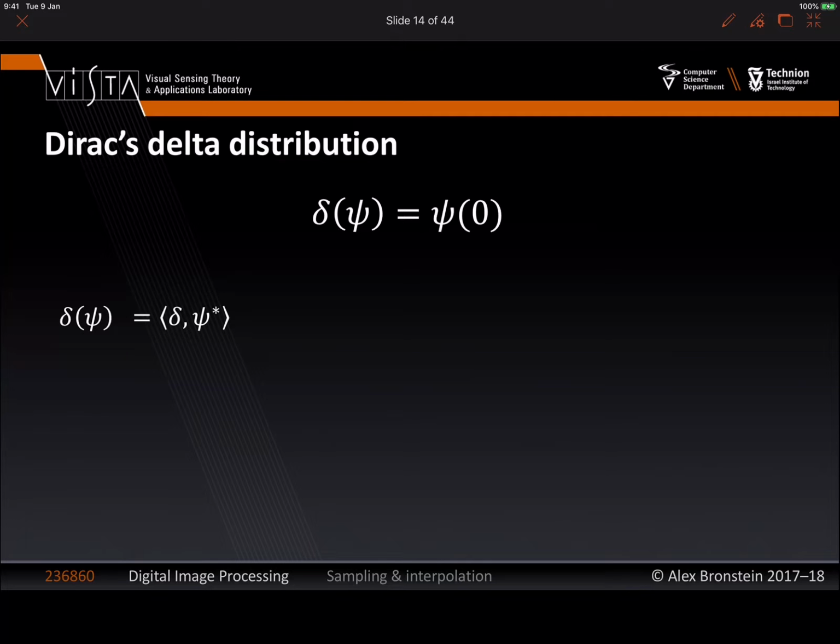Again, as a convenient notation, we are going to write the application of this functional to psi as an inner product between delta and psi conjugate. This is again just a notation. This inner product is not defined because delta is not a function. But we still will just denote it for convenience. This is just syntactic sugar, just a convenient notation.